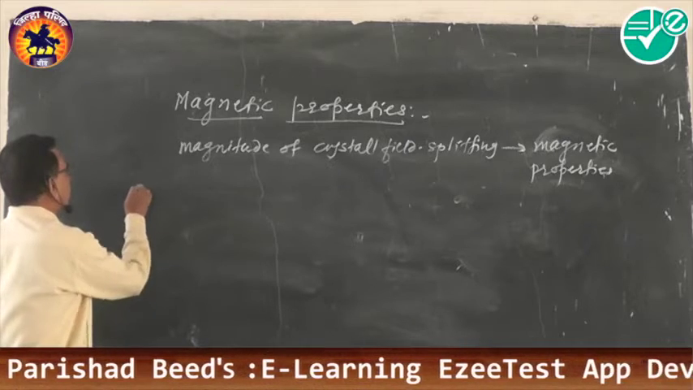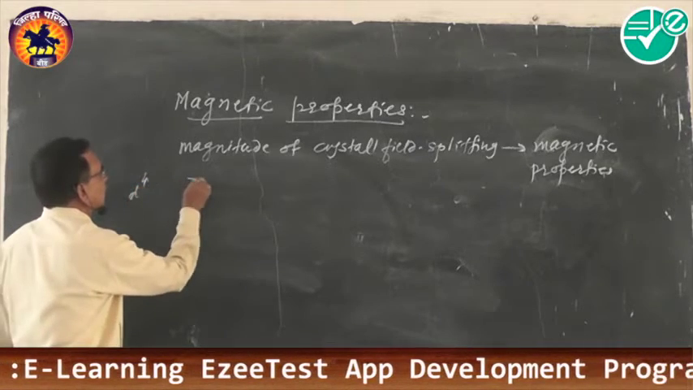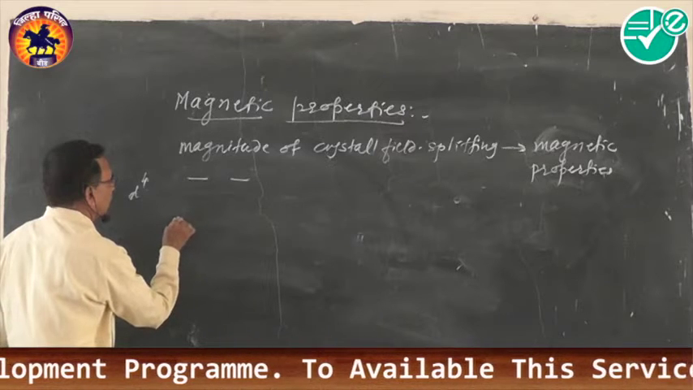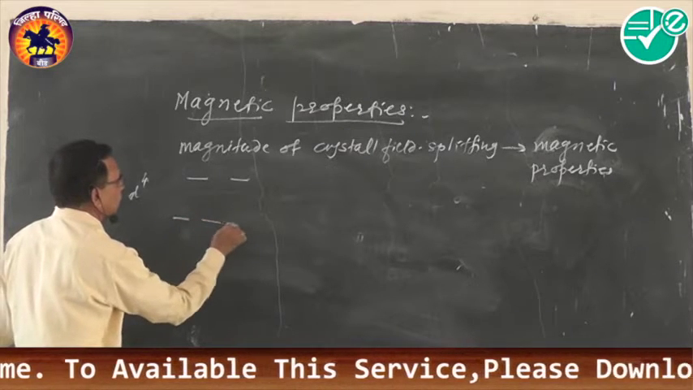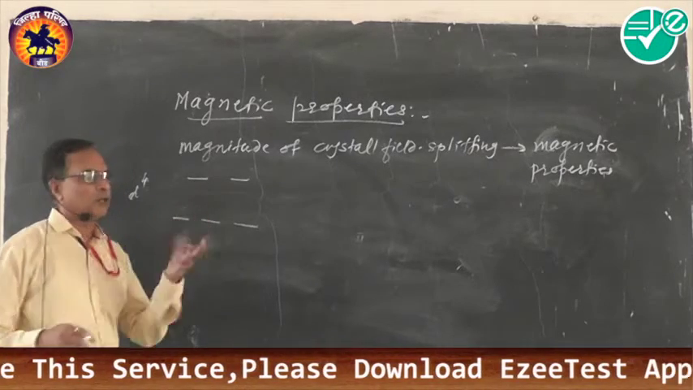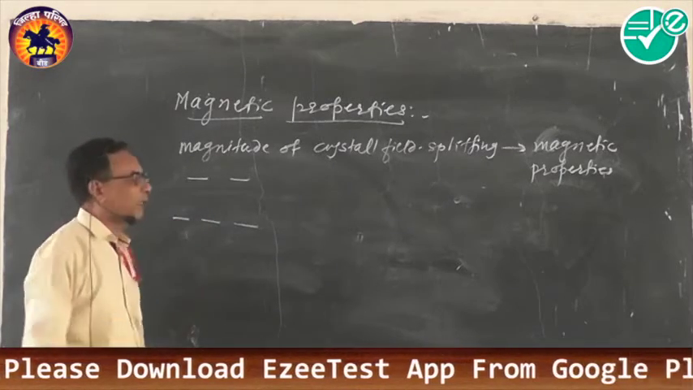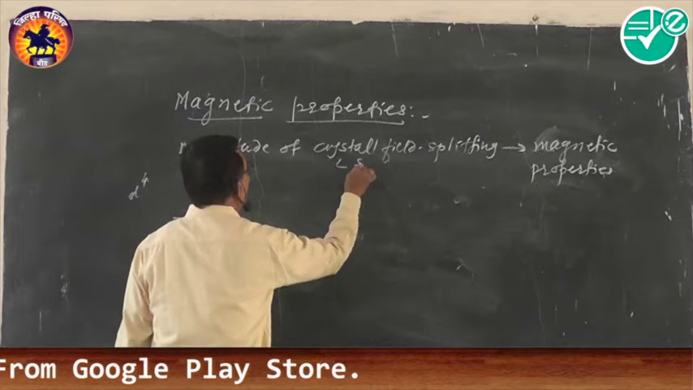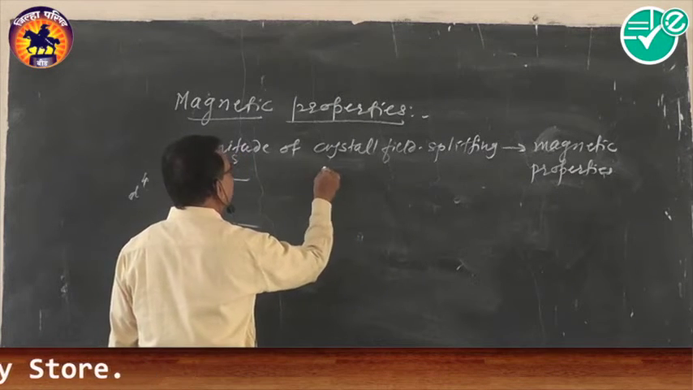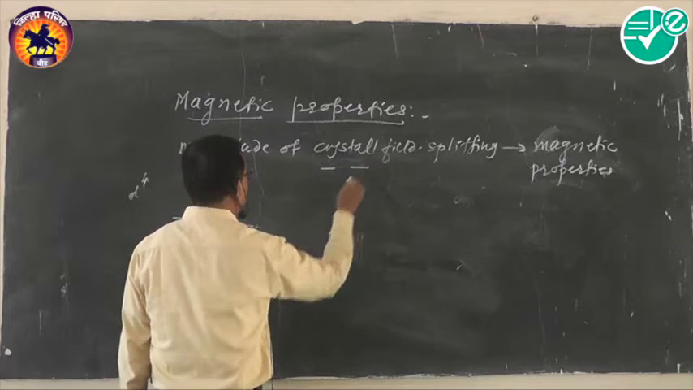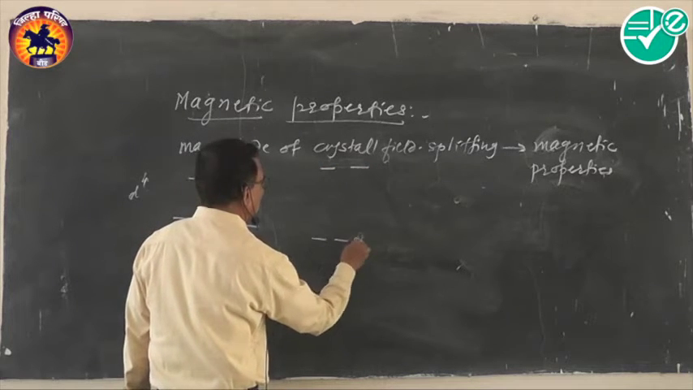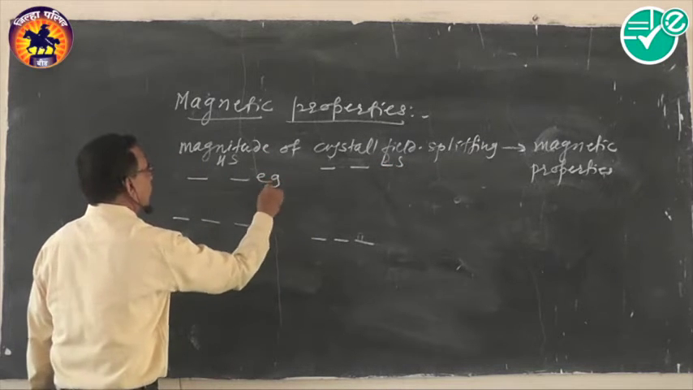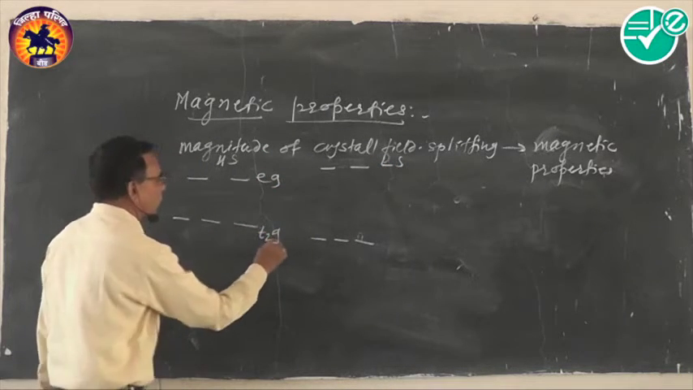In case of d4, if there are two sets of orbitals, that is eg and t2g, two types of complexes may be formed, that is high spin and low spin. Suppose these are high spin complexes, then low spin complexes have some more splitting like this. This is about low spin complexes. This is the eg set of orbitals and this is the t2g set of orbitals.